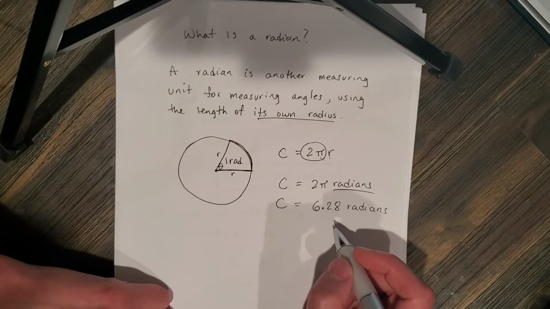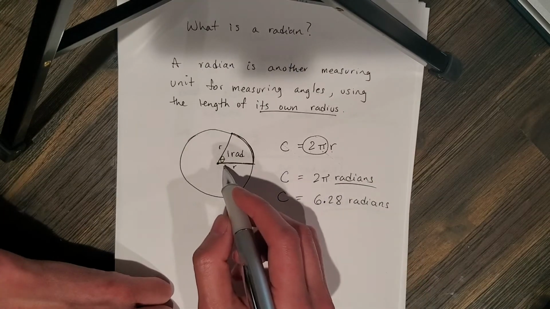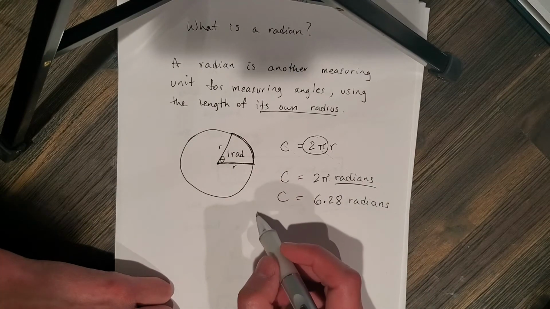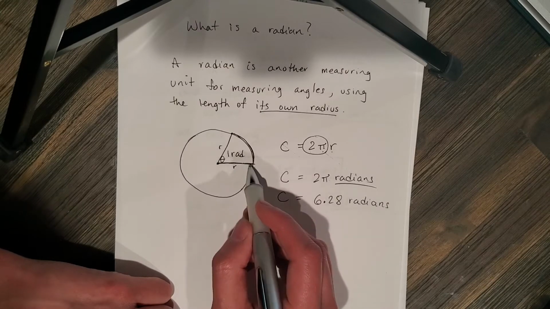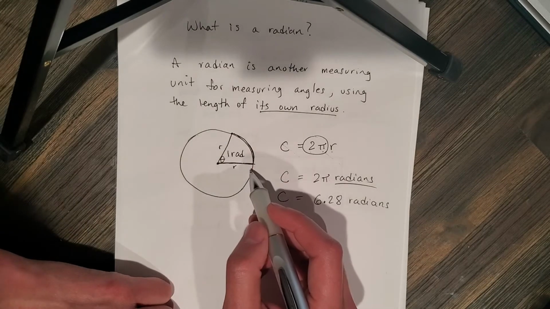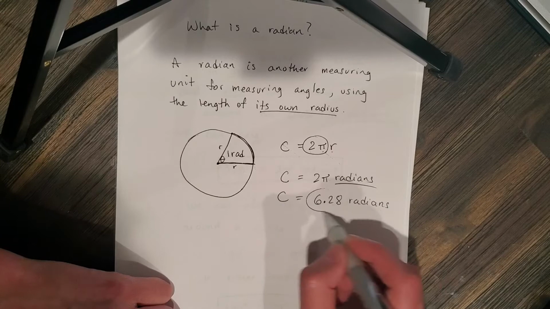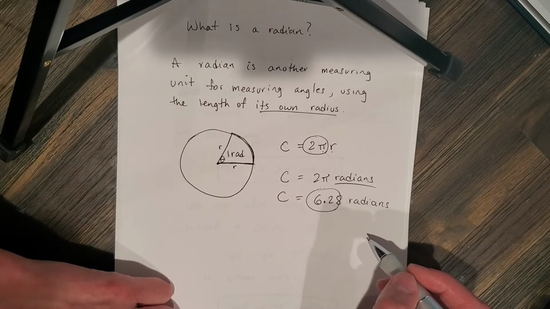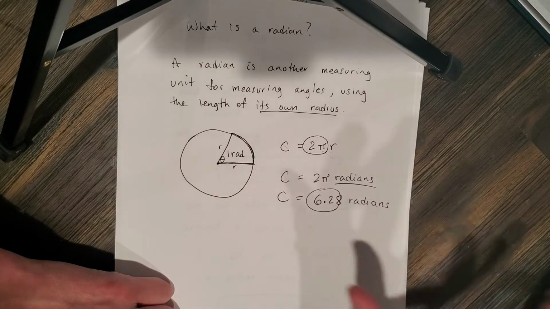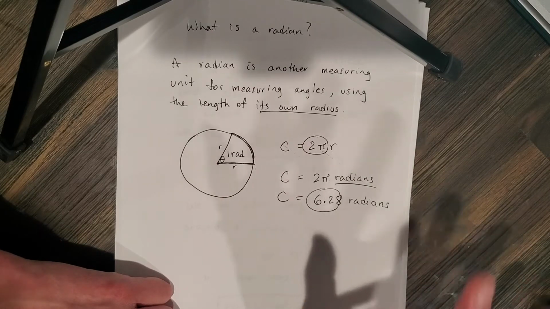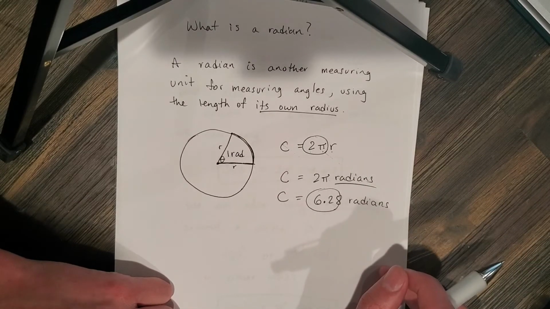What does that mean? It means that it doesn't matter how big or how small my circle is. If I were to take the length of its own radius and wrap it around the circle, I could only wrap it 6.28 times. It doesn't matter the size of the circle. This will always be the case.